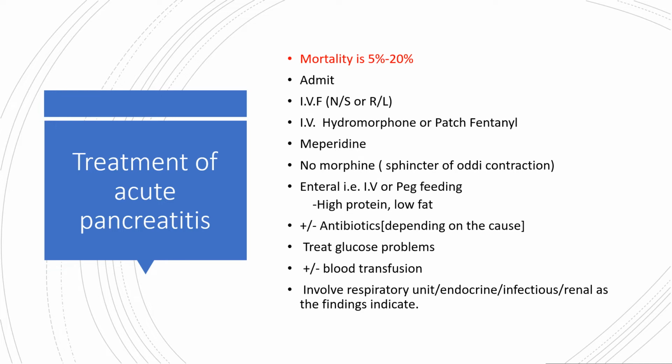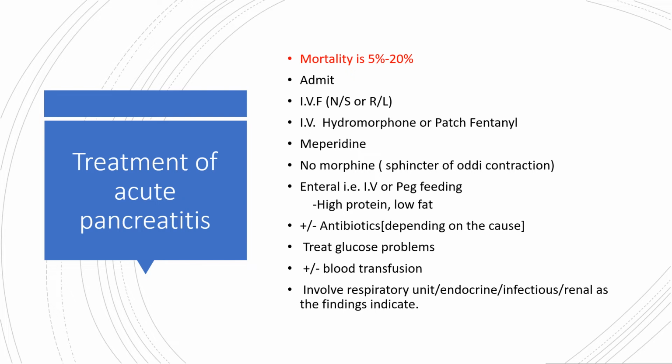There may be need for blood transfusion or not, depending on the value of the complete blood count and, of course, the physical presentation of the affected individual. If it's a multidisciplinary center, it will be better to involve the respiratory unit, the endocrine, the infectious unit, and it depends. You can involve the renal unit based on what your findings indicate. If your physical examination, history, and diagnostic measures indicate that the kidney is in trouble, involve renal.